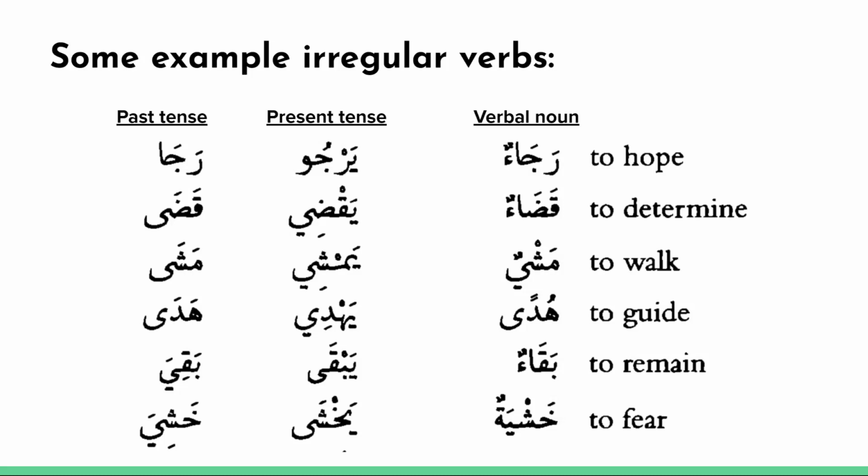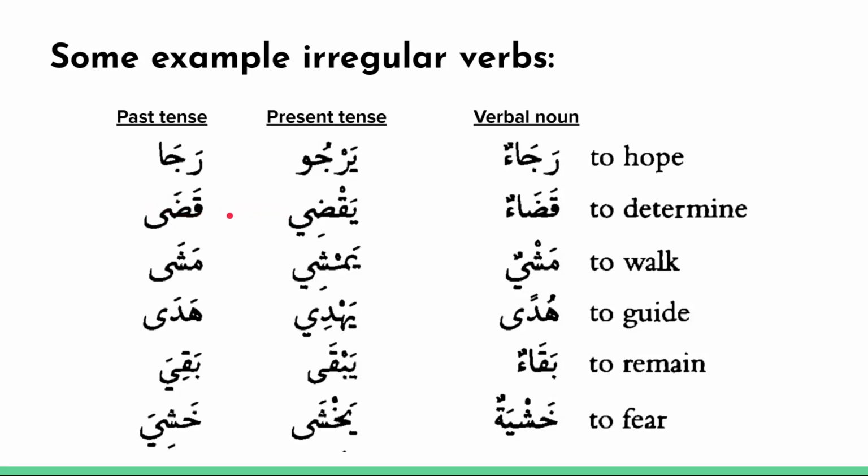This course isn't focused on memorizing vocabulary words, but it just helps to see a few examples of the past tense and the present tense. So we've seen raja already. Let's take a look at qada. So qada, here you have the final letter being a ya. So we see here qada yaqdi.